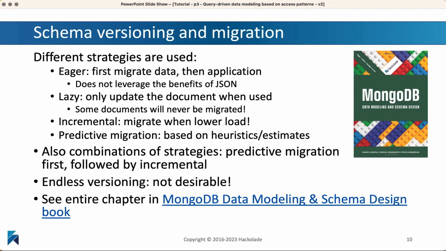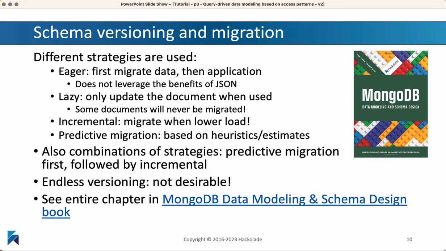Just from a very high level, an eager migration strategy would say, okay, we're first going to migrate the data and then we're going to migrate the application, right? Which, obviously, is still possible, but it doesn't necessarily leverage the benefits of our document-based systems, for example. Lazy migration basically says, well, we'll just leave it like that. And every time someone uses the application, we will do the transformation and update the documents or the structures that they're using, right? Which means that some documents may never get migrated. Some structures may never get updated.